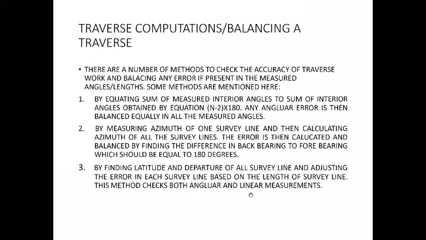So basically now we have a method that we are going to discuss that applies a check on both the angular measurements and the linear measurements, and then it can give you a couple of methods by which you can balance that error. Hence we use the term balancing a traverse, and this is very important.